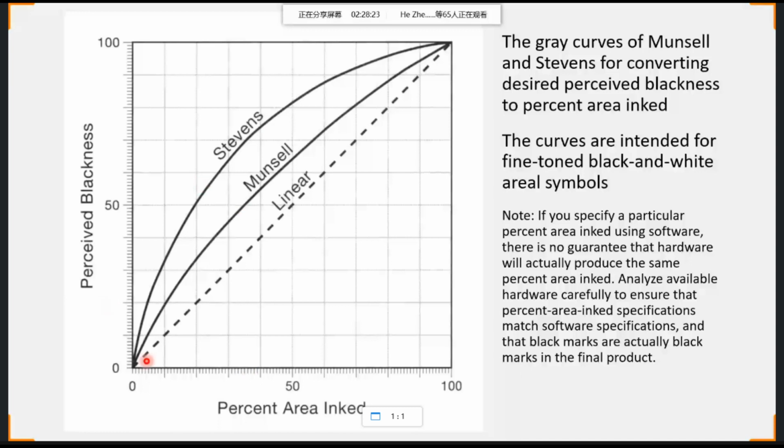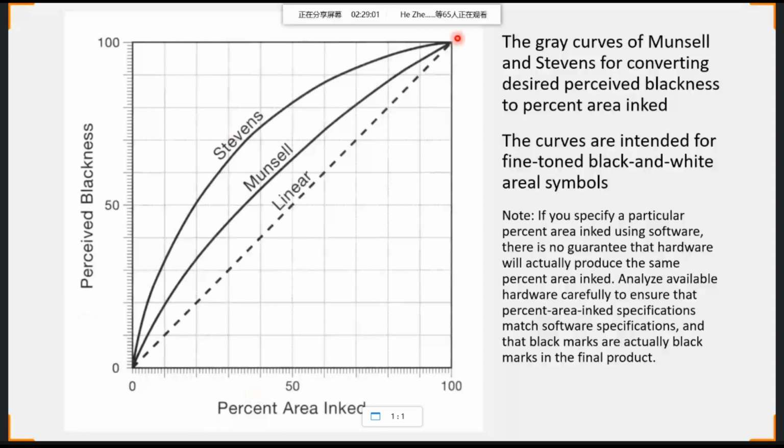And important is here the light area, so the perceived blackness, if it's very low, you have to ink less. So if you ink 5%, you have the impression already of 20. So here this difference is quite huge, this difference between the percentage inked and the perceived.